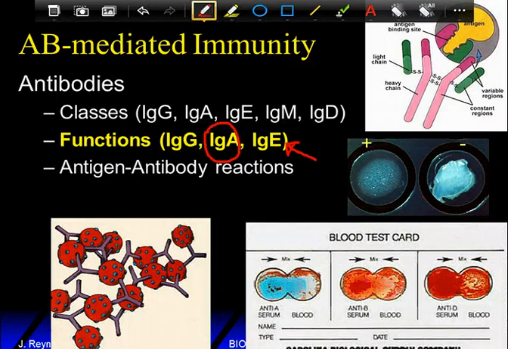IgE, I'm going to mention it fleetingly when we talk about allergic reactions. It's involved in allergies. So, you already have some experience with antigen-antibody reactions. Blood typing, there you go.